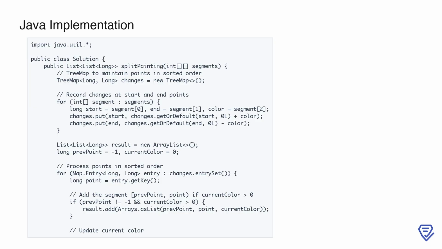For every segment, we extract the start point, end point, and the color value. At the start point, we increment the color intensity in the TreeMap, and at the end point, we decrement it. These changes allow us to keep track of how the color intensity evolves over the range of the painting. After recording these changes, we initialize a result list to store the final segments, as well as variables to track the previous point and the current color intensity. These will help us construct the result as we process the points in the TreeMap.